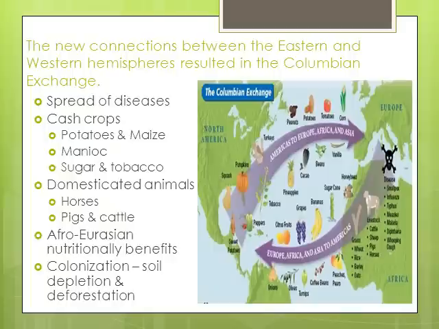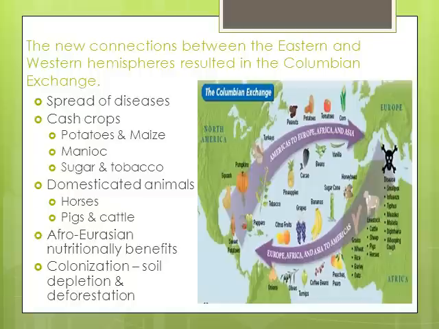You have the connections between the Eastern and Western hemispheres when we're talking about the Columbian Exchange. We have the spread of diseases, again, very similar to the triangular trade. We have things like cash crops, potatoes, and maize that are now transferred over from the Americas over to Europe. This leads to a huge increase in agricultural production, and a huge increase in population growth as a result of the Columbian Exchange. Manioc, sugar, tobacco, all of these things get traded, and what happens is we have a continued growth in these regions as a result of the Columbian Exchange.